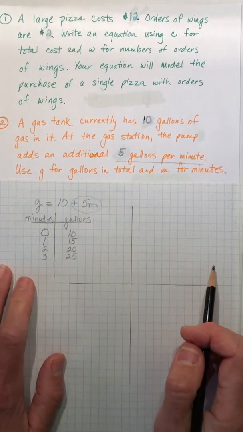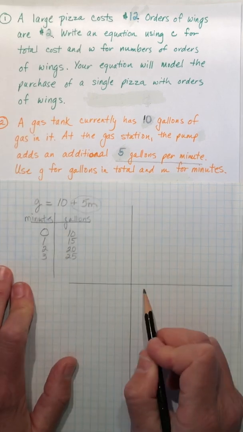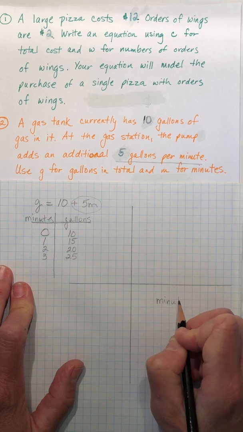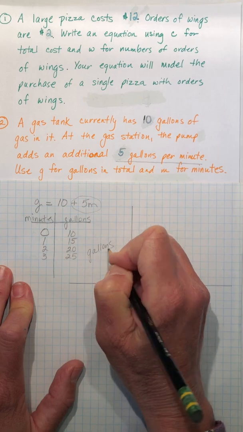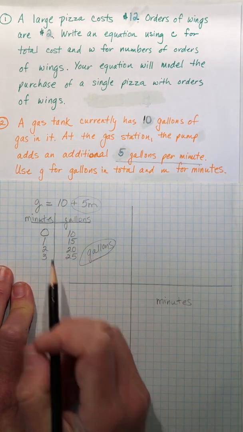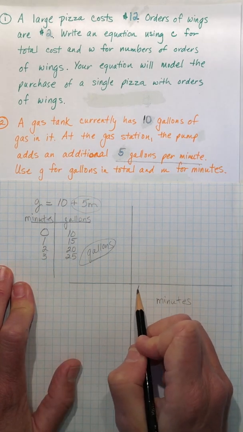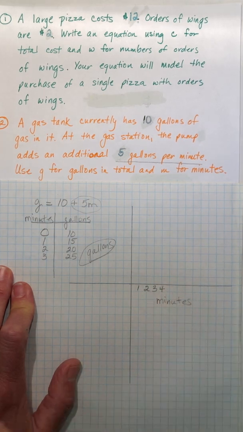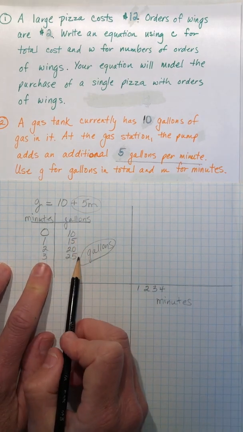And let's see. Remember how I said if you have time, it's going to go over here? If you have time, it's going to go along the x-axis too. So this is my minutes, and this is my gallons. Let's see. 0, 1, 2, 3. That makes it easy. 0, 1, 2, 3, and so on. Now again, if I want to count by 5s, that's great.